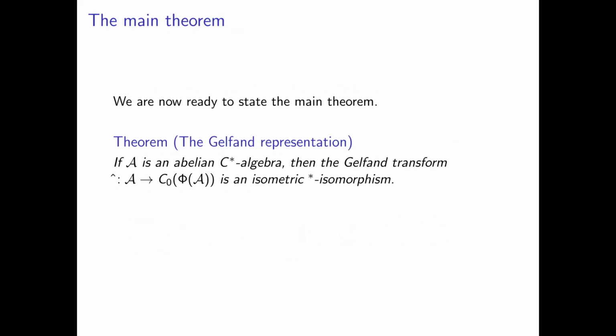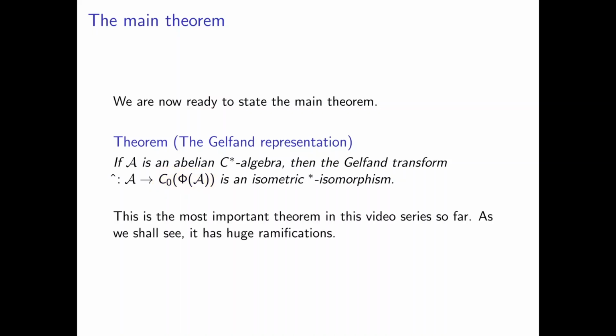If A is an abelian C-star algebra, so a bit stronger condition now, then the Gelfand transform is in fact an isometric star isomorphism from A to the set of continuous functions vanishing at infinity defined on the set of characters on A. And this is the most important theorem in this video series so far. And as we shall see in later videos, it has some huge ramifications for the general theory of C-star algebras.